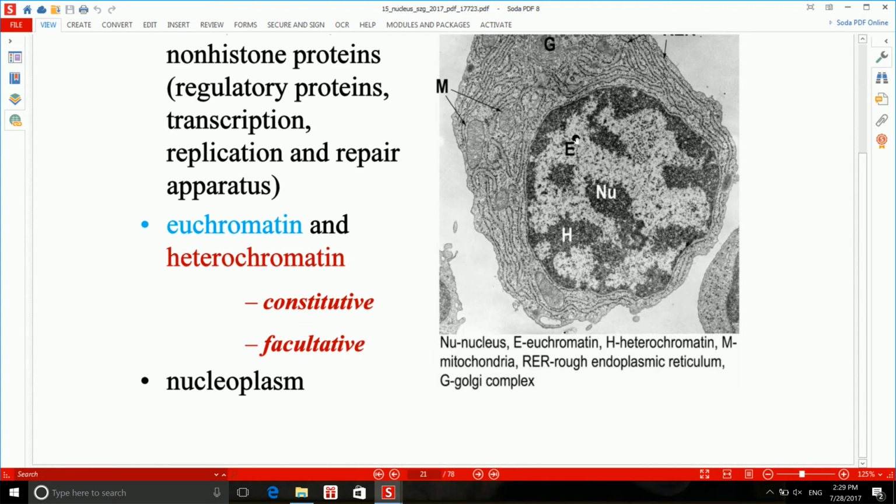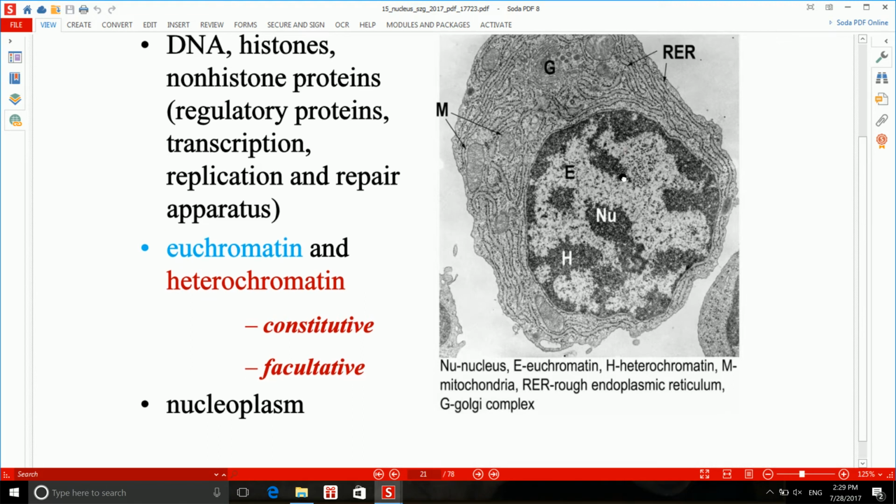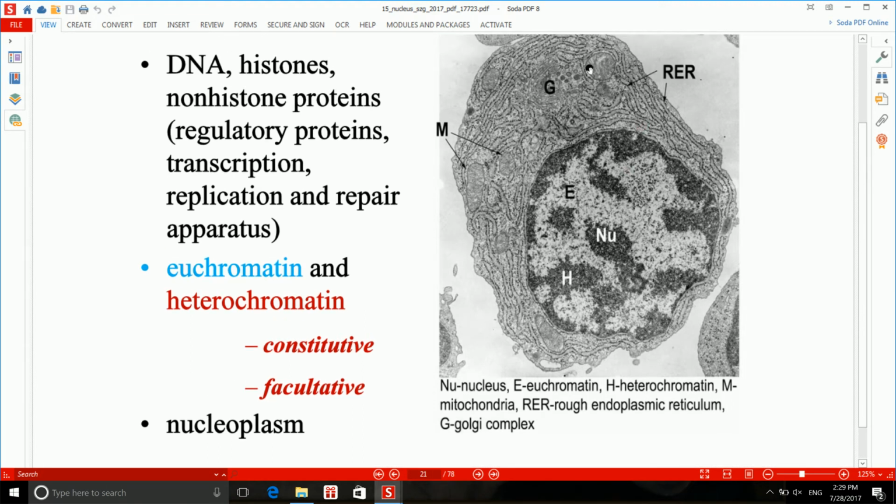And also you probably know that the fluid which fills the nucleus is called nucleoplasm, the same way as the one which fills the cell itself is called cytoplasm.